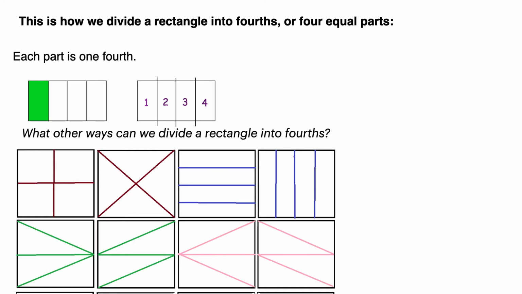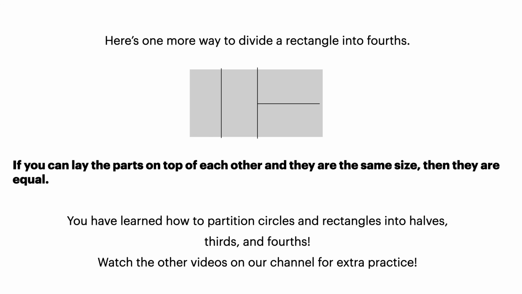This is how we divide a rectangle into fourths or 4 equal parts. Each part is 1/4. What other ways can we divide a rectangle into fourths? Here's one more way to divide a rectangle into fourths. If you can lay the parts on top of each other and they're the same size, then they are equal.